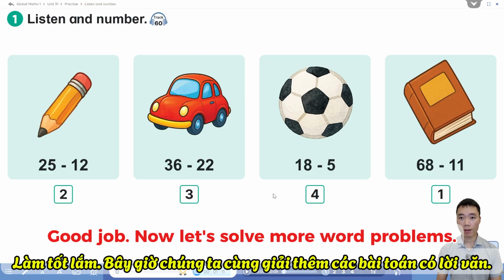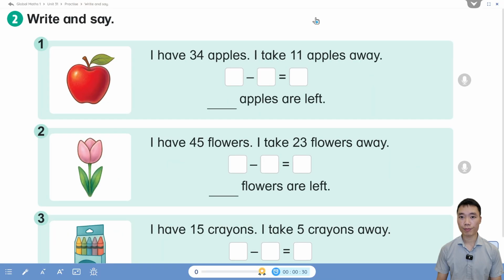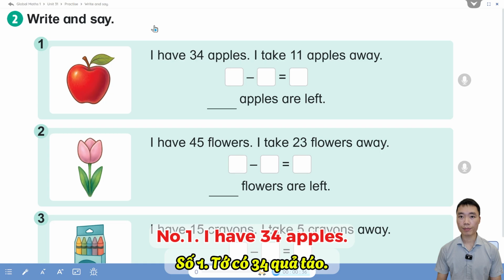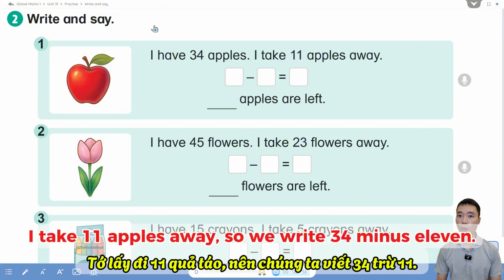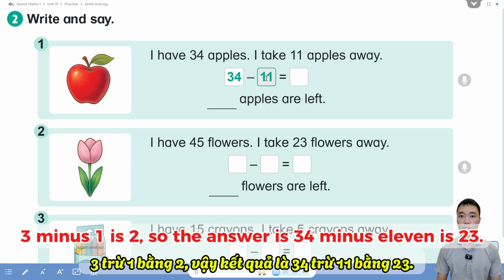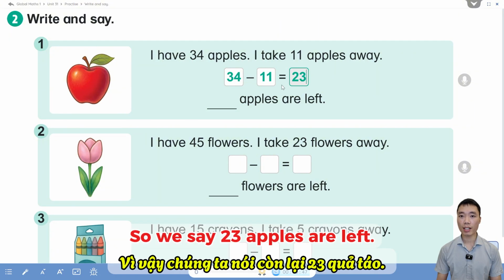Good job. Now let's solve more word problems. 2. Write and say. Number 1. I have 34 apples. I take 11 apples away. So we write 34 minus 11. 4 minus 1 is 3. 3 minus 1 is 2. So the answer is 34 minus 11 is 23. So we say 23 apples are left.